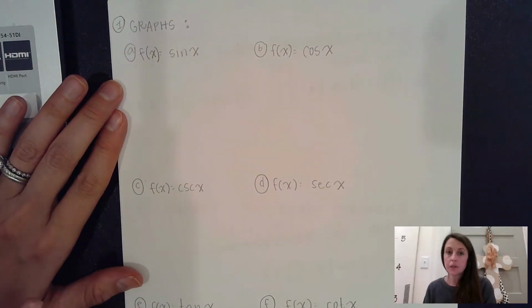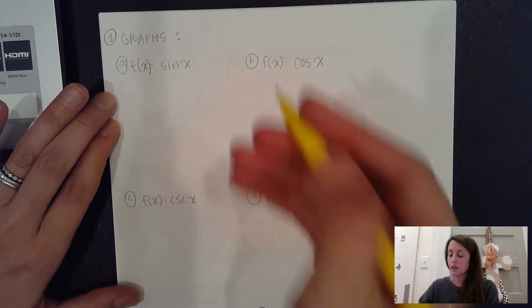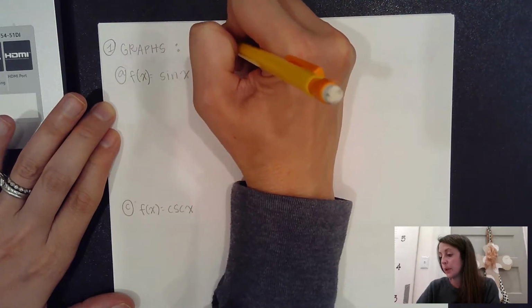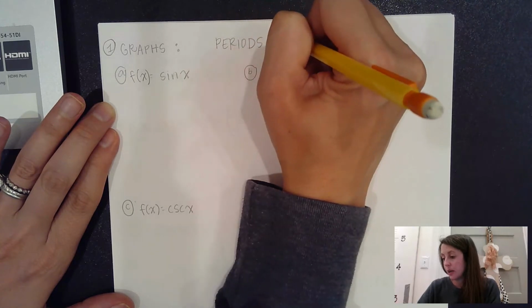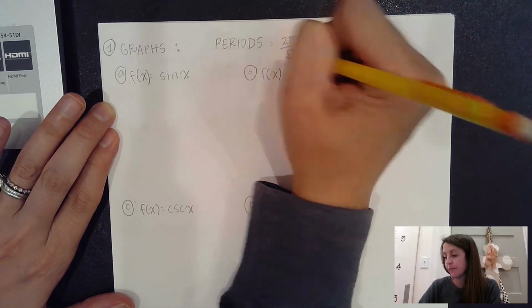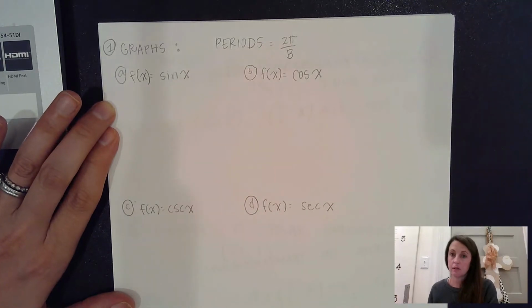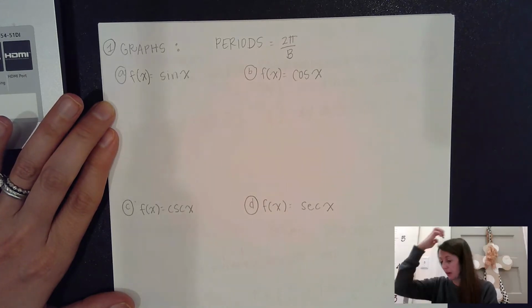Okay, so remember sine, cosine, cosecant, and secant all have normal periods of 2 pi divided by b. Okay, sine, cosine, cosecant, and secant. So don't forget that. When they're just normal, it's going to be a period of 2 pi.